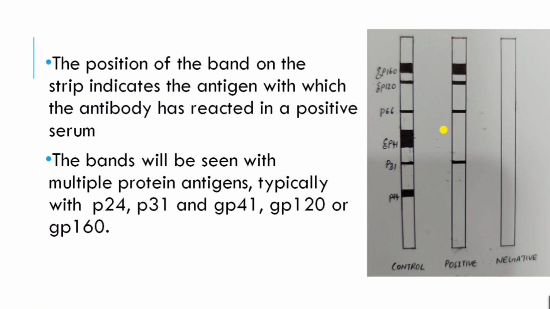So the position of the band on the strip indicates the antigen with which the antibody has reacted in a positive serum, and the bands will be seen with multiple protein antigens, typically seen with P24, P31, GP41, GP120 or GP160.